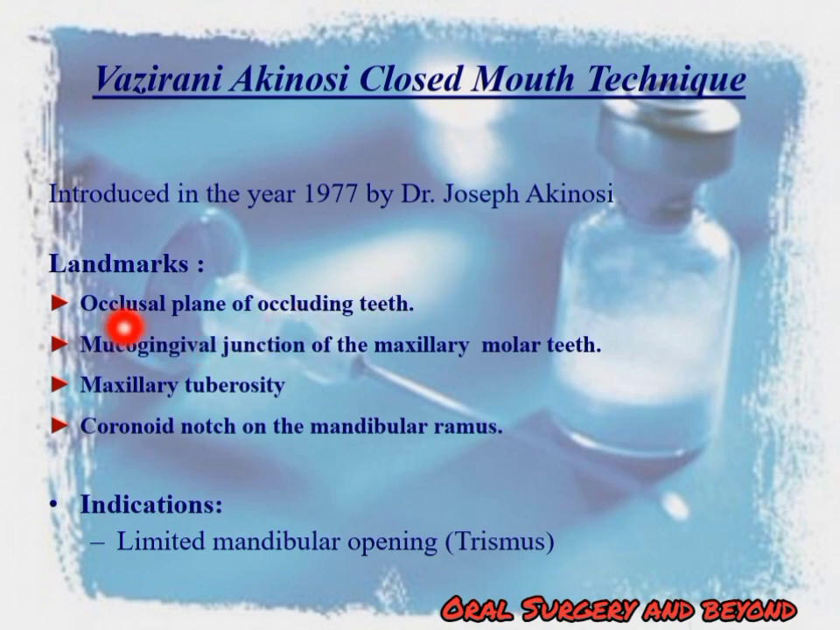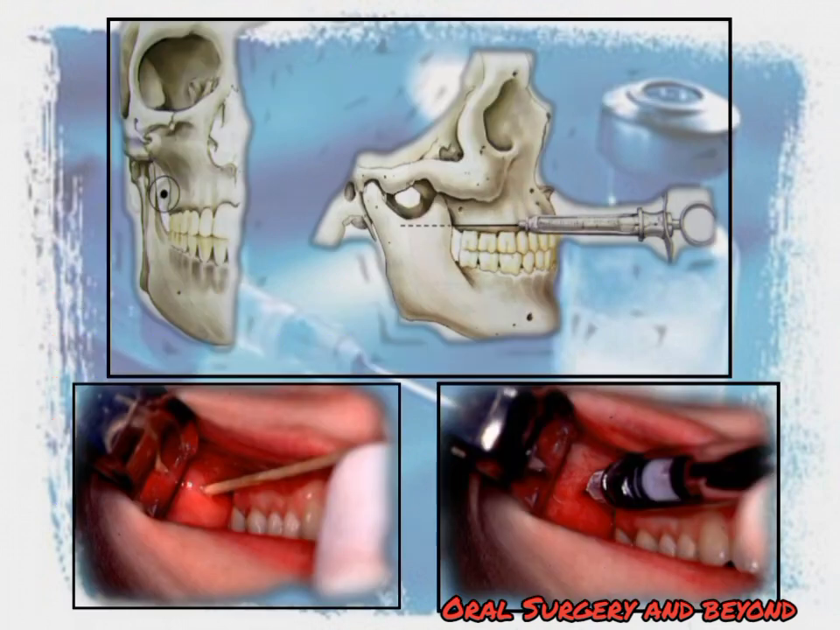What are the landmarks? The occlusal plane of the occluding teeth, the mucogingival junction of the maxillary molar teeth, the maxillary tuberosity, and the coronoid notch of the mandibular ramus. Indication, as I said earlier, is in trismus patients. So in such cases we have to use it. So in this image, we have to keep in mind the maxillary teeth gingival border, right? Here also, at this point you have to inject, right?